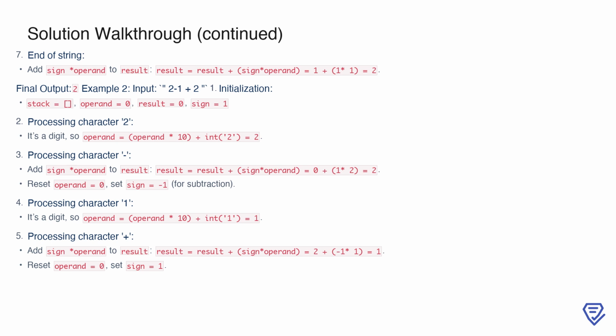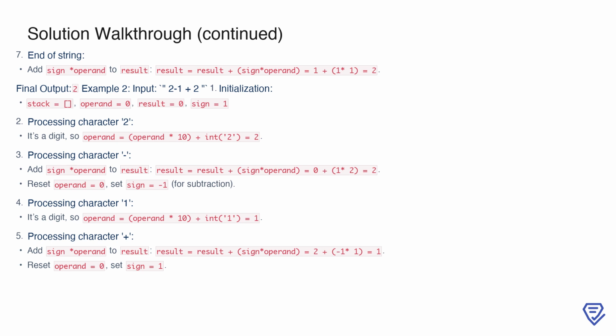We start with the same initialization: an empty stack, operand is 0, result is 0, and sign is 1. The first character is 2, a digit, so the operand becomes 2. When we encounter the dash character, we add the current operand, multiplied by the sign, to the result. This gives us result = 0 + 1 * 2 = 2. Then, we reset the operand to 0 and set the sign to -1, indicating a subtraction operation.